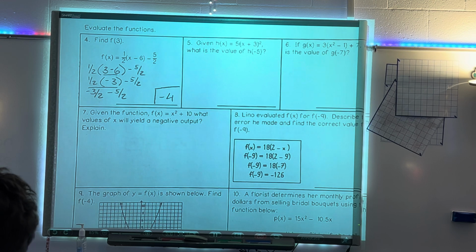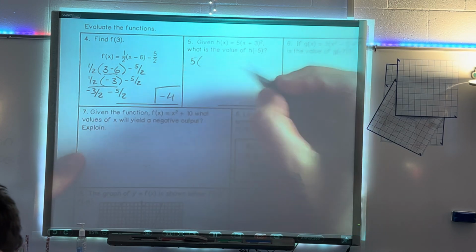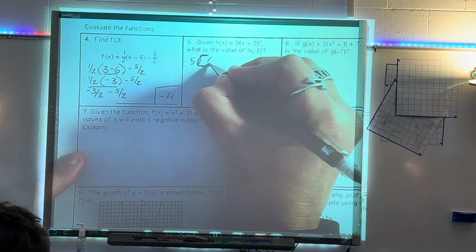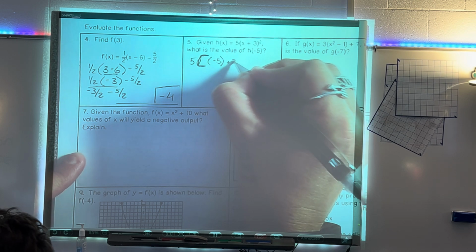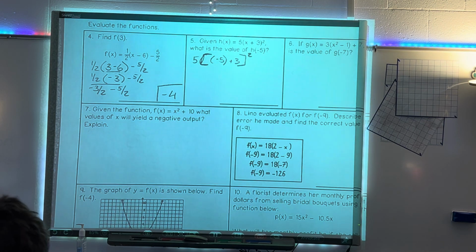Alright, so this one reads a little bit different. It says, given h of x equals, so they're saying, given this function, what is the value of h of -5? They're telling you to do the same thing. Plug in -5. So I've got 5 times, and I'm going to write it like this with a bracket. You can do a double parentheses, it really doesn't matter. -5 plus 3, and then that whole thing is squared. We okay there?